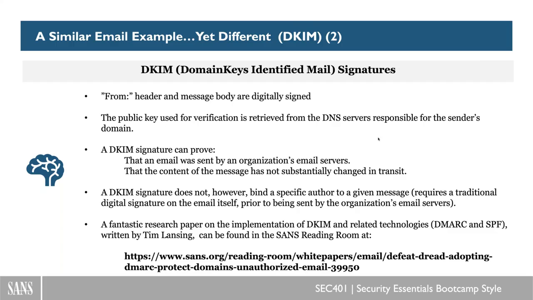The signatures work exactly the same way we discussed. When a receiving email server has these emails, it reaches out to the DNS servers for the sending domain and retrieves the public key. The public key can then be used to verify the hash of integrity, just as we discussed. Now then, what does a signature prove and what does it not prove? A DKIM signature proves that an email was sent by an organization's email servers, so legitimacy is given. It also verifies and validates that the content of the message did not substantially change in transit, so that the message has integrity. What a DKIM signature does not do, however, is it does not actually bind the person who wrote the email to their email.